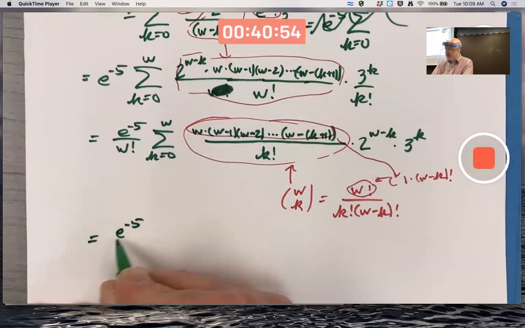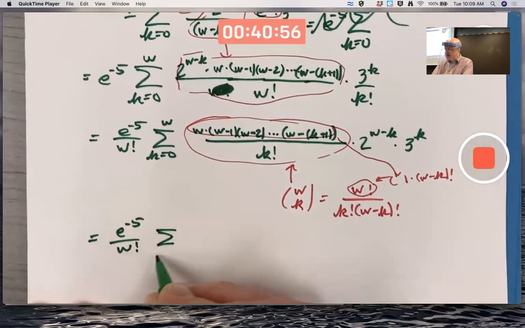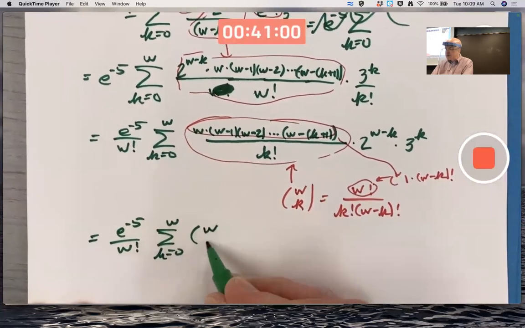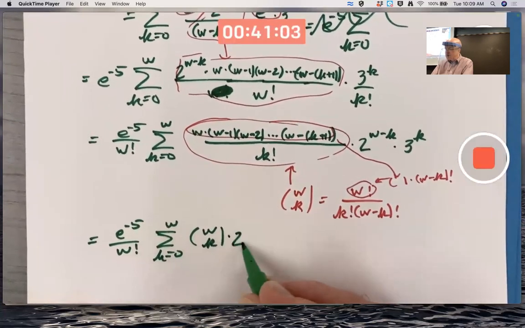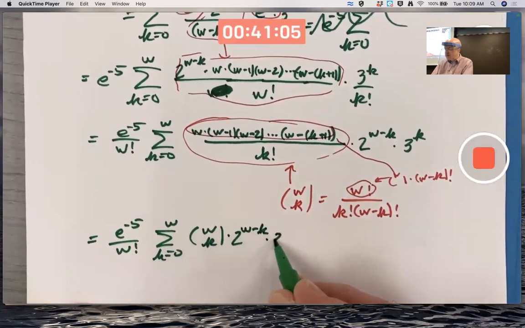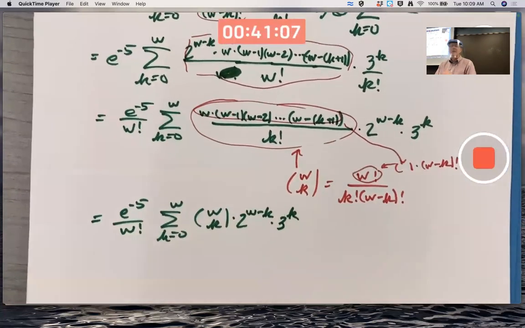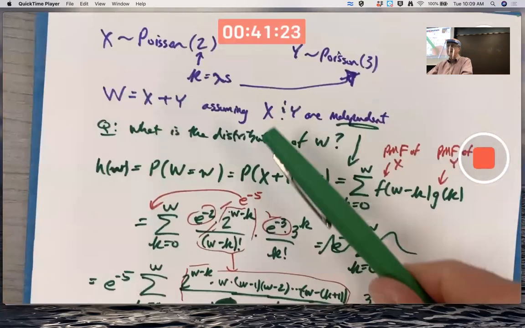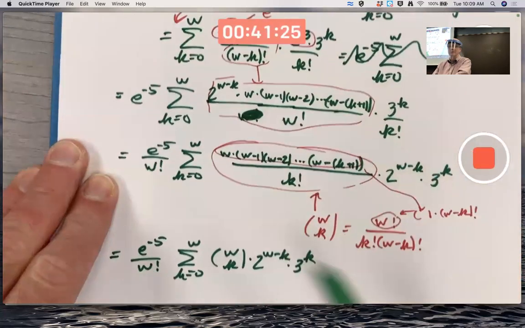E to the negative 5 over W factorial times the summation K goes from 0 to W of W choose K times 2 to the W minus K times 3 to the K. I just realized I probably shouldn't have used K as my index of summation, because I already used K as the mean of the Poisson. Sorry about that. Up here, K is mean of Poisson. Down here, K is index of summation.